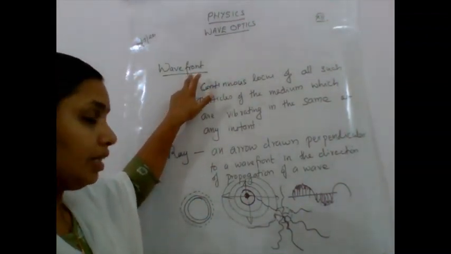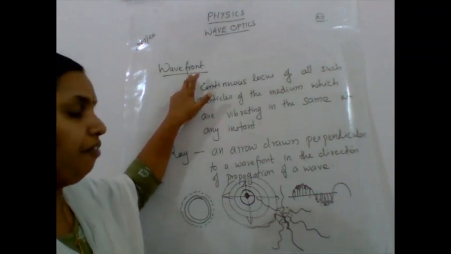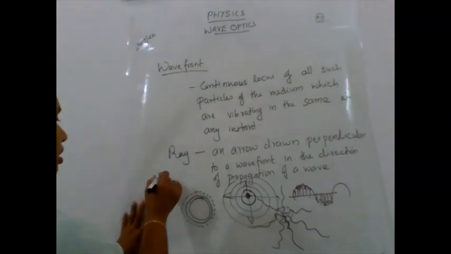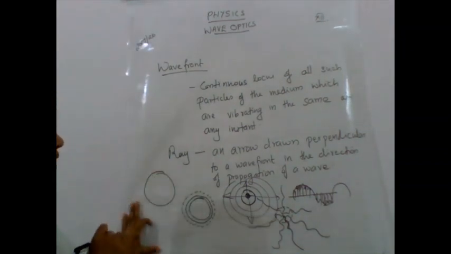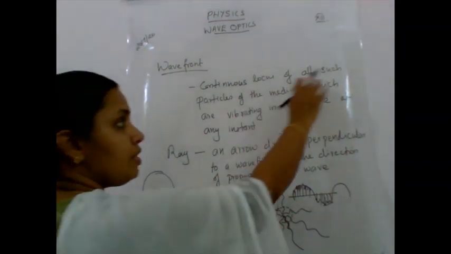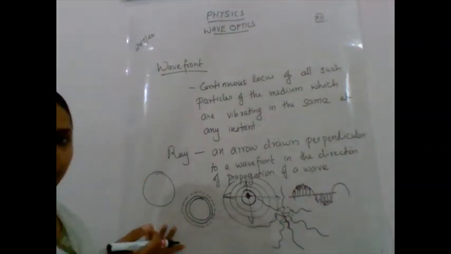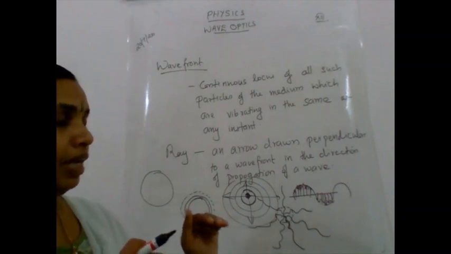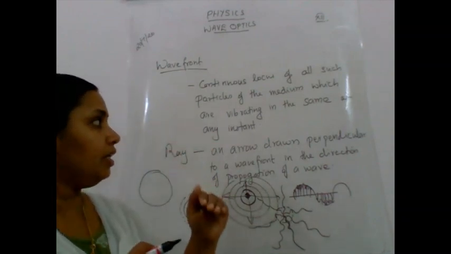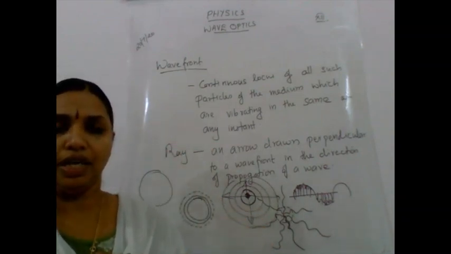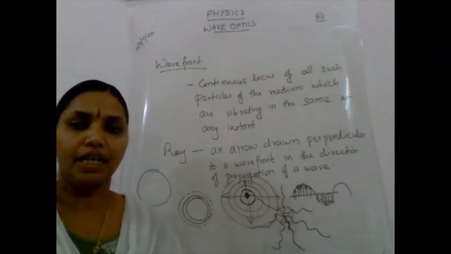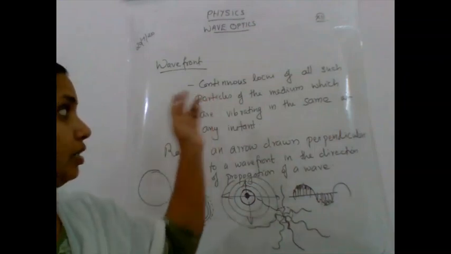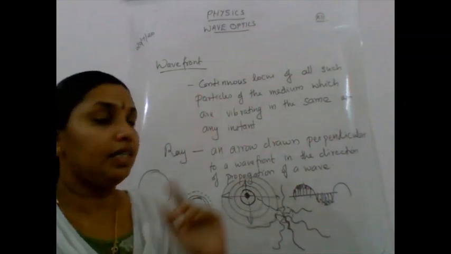Region, and that region we will call it as the wavefront. So we can define it as the continuous locus. What is that locus? It is the connection of the points. Continuous locus of all such particles of the medium which are vibrating the same at any instant. If all the particles are vibrating at the same phase at any instant, we can join that, and that is known as the wavefront.